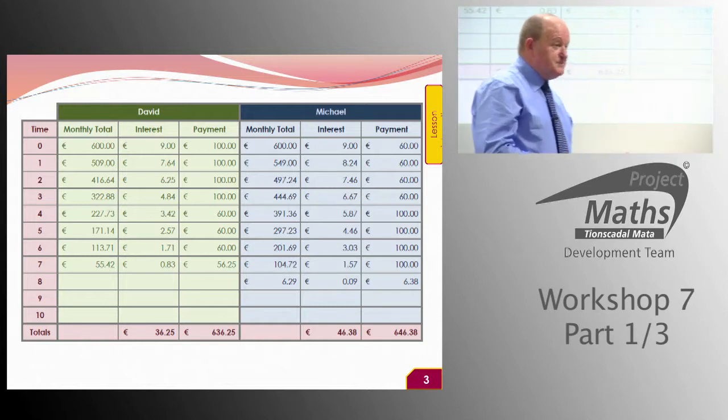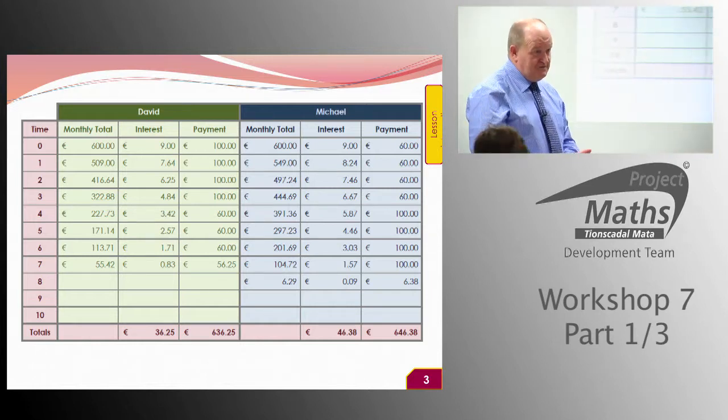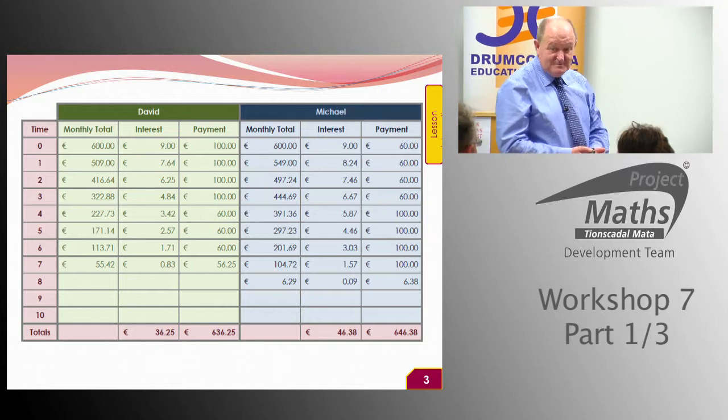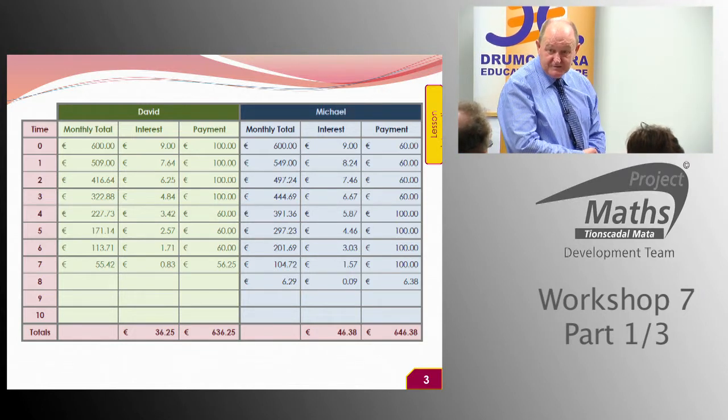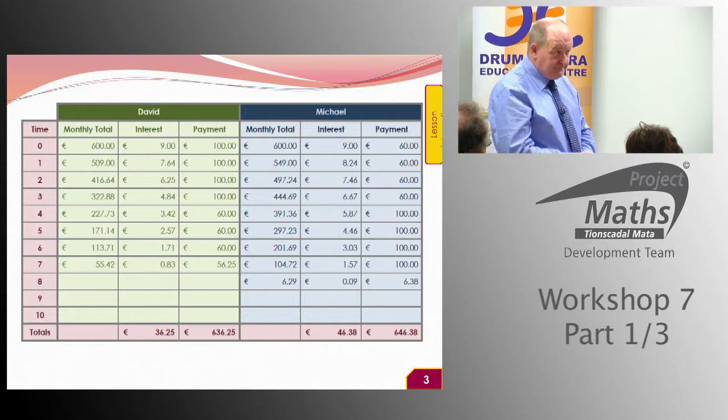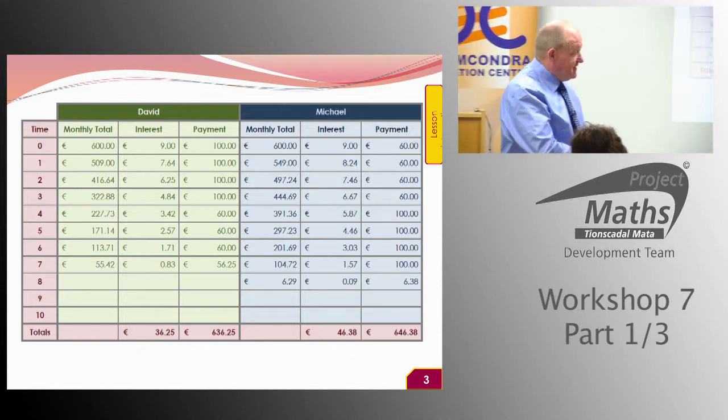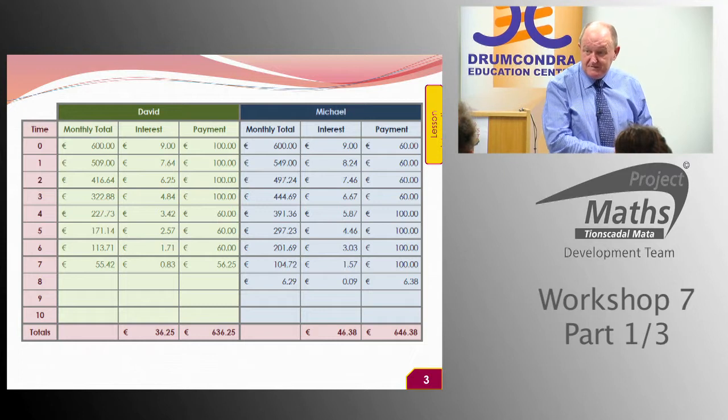Who do you think is in a better position, David or Michael? David, right? Obviously David is paying back the loan a lot quicker, isn't he? And why is David paying back the loan a lot quicker? Because his initial payments are bigger than Michael's.